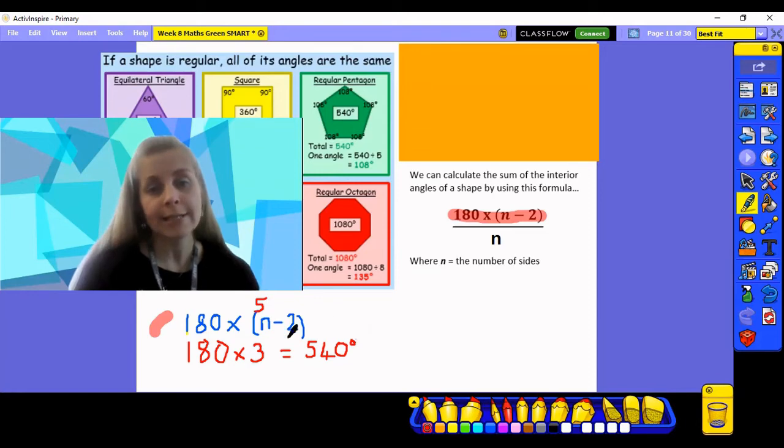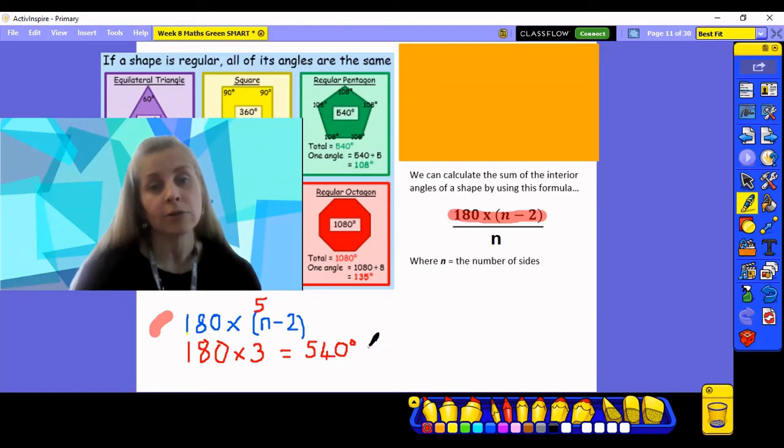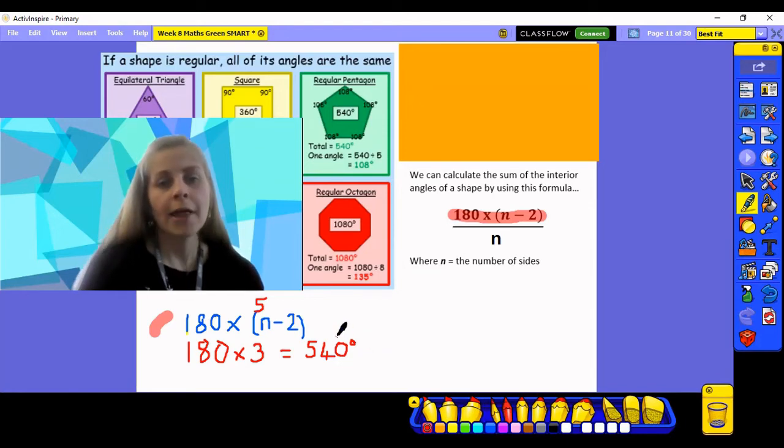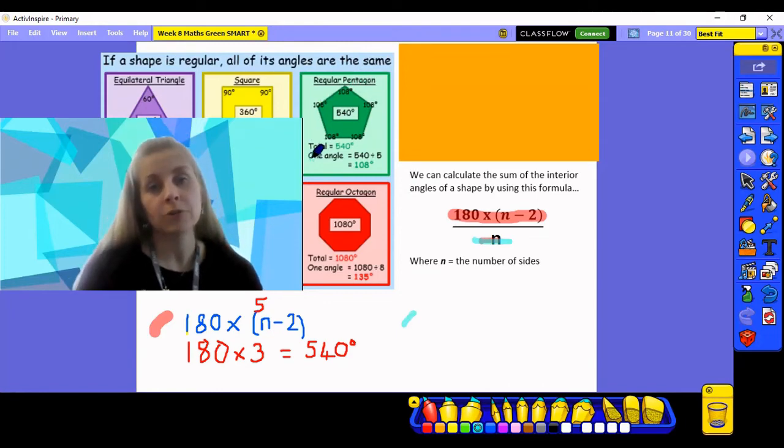Okay, so we've already found this for this shape. Now I can apply this formula to any shape. If I was thinking about an 11-sided shape, I could use it to work out how many degrees in total there would be in the interior angles of that shape. Now, thinking about the second stage of our working, we want to look at a regular polygon of that shape. So this only applies to regular shapes.